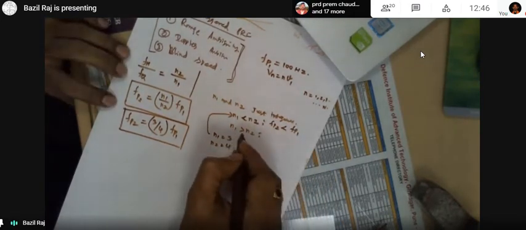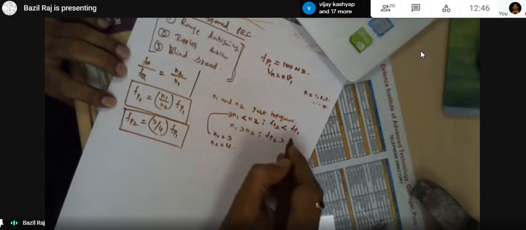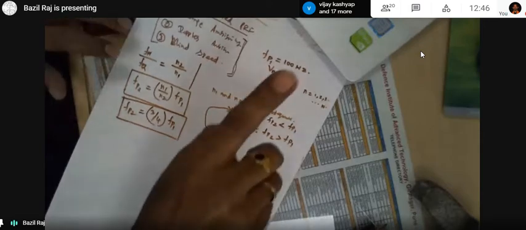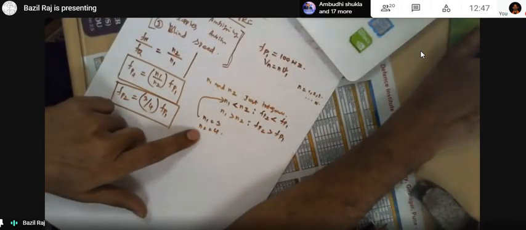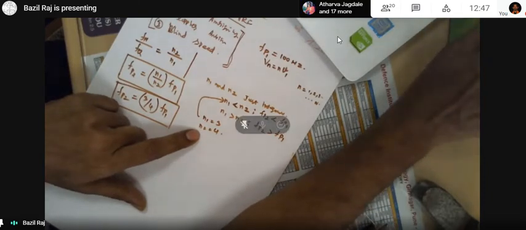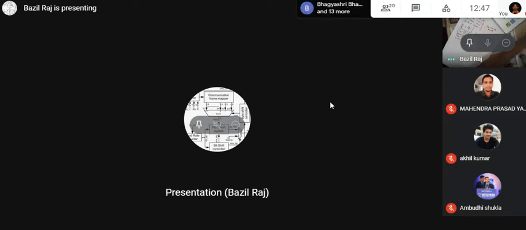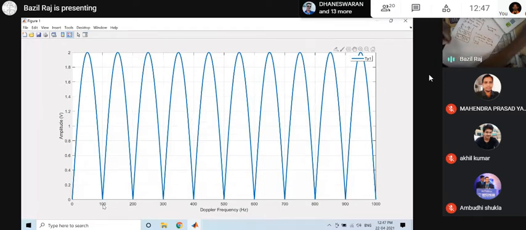Alternatively, if N1 is greater than N2, then FP2 will be greater than FP1. Means, whenever we choose N1 less than N2, the 100 Hz is there, no? If that is the FP1, then FP2 will be less than 100 Hz. Or if you choose N1 greater than N2, then FP1 is 100 Hz and FP2 will be greater than 100 Hz.